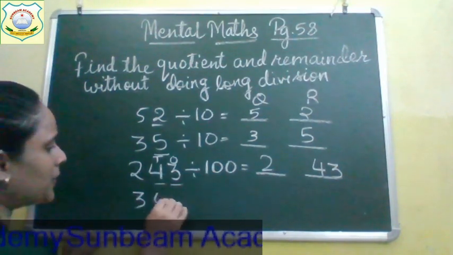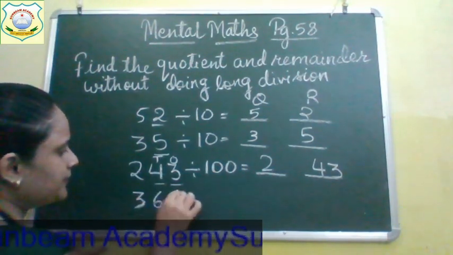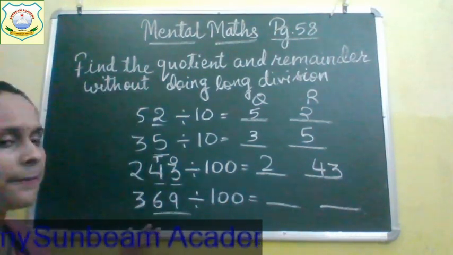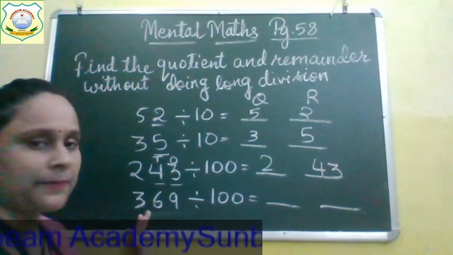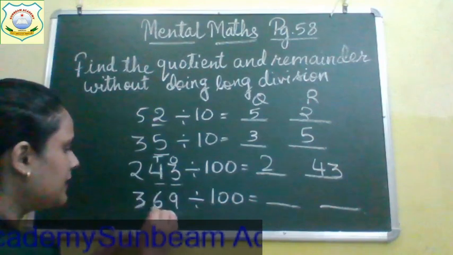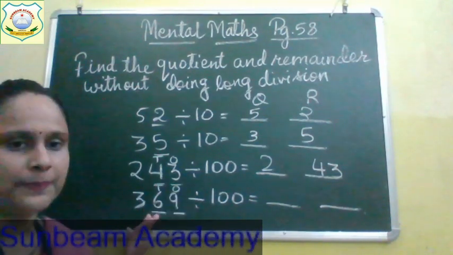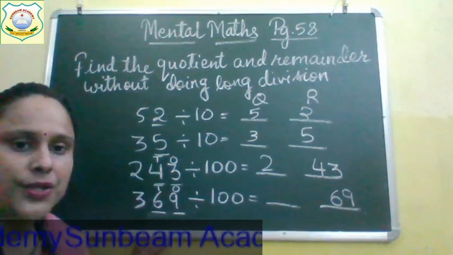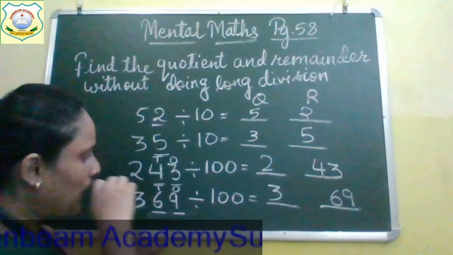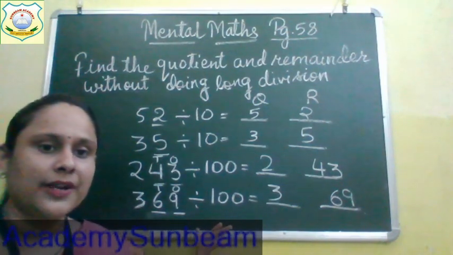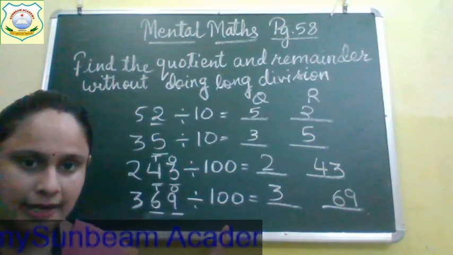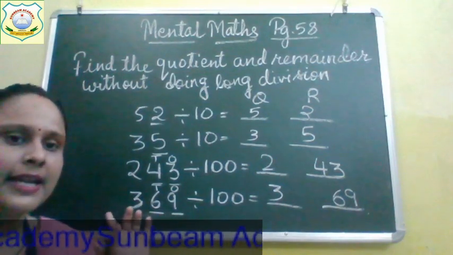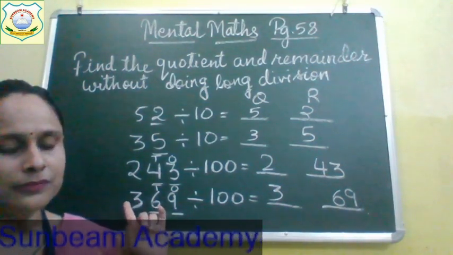See one more example. Suppose the number given to you is 369, divided by 100. Now children, which number is there in the tens and ones place? 6 and 9. So 69 will become the remainder. And how much will become the quotient? 3. 3 will become the quotient. Okay, so children, now you have understood. If we divide any number by 100, the numbers in the tens and ones place will become the remainder and the remaining number will become the quotient.